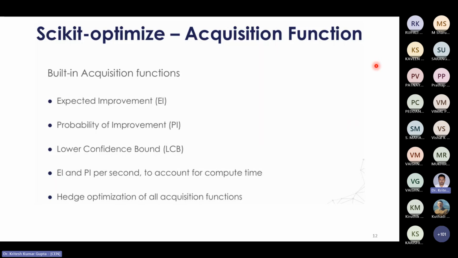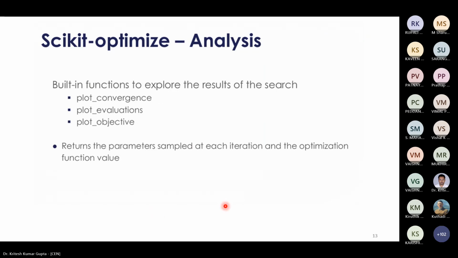These are the different acquisition functions that are available with scikit-optimize: expected improvement, probability of improvement, and lower confidence bound. These are the different built-in functions to explore the results. So we can plot the convergence, we can plot the evaluation, we can plot the objective.